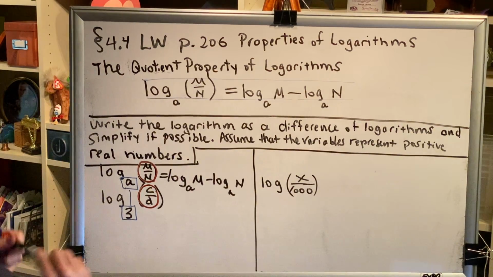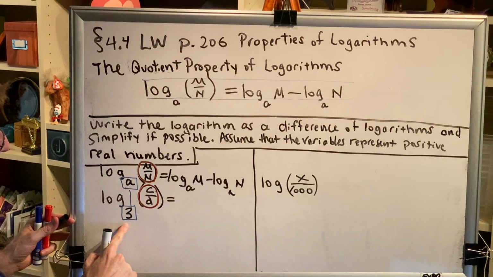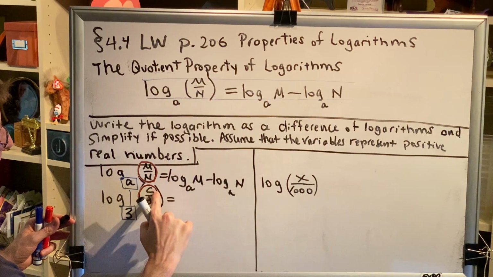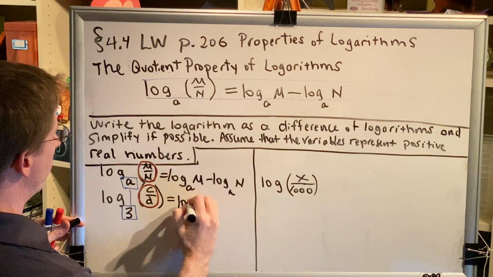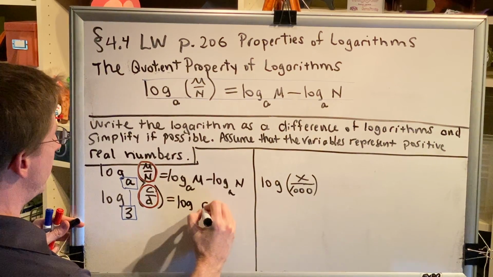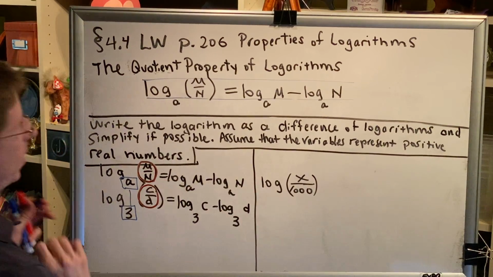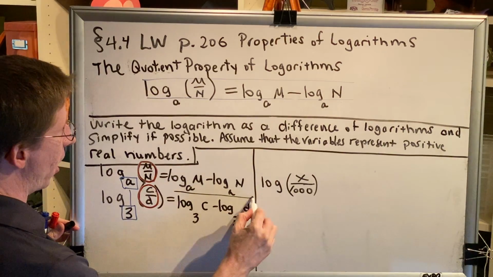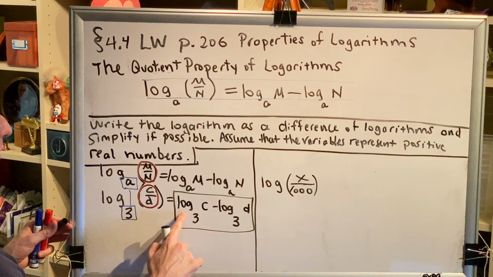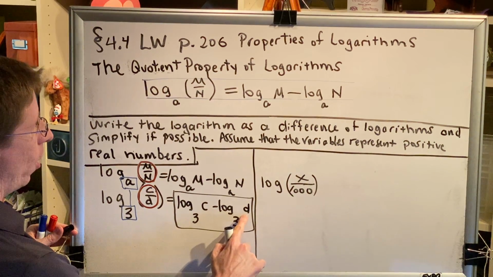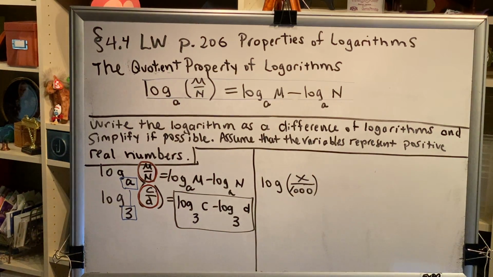We will use these facts to rewrite the log they gave us using this log rule. Everywhere we see an a, we're going to put 3. Everywhere we see an m, we're going to put c. Everywhere we see an n, we're going to put d. So we get log base 3 of c minus log base 3 of d. This is our final answer because there's nothing that we can do to simplify this. We have a letter for the argument here, so we cannot rewrite this logarithm as a number. And we have a letter for the argument here, and so we cannot write this logarithm as a number. We're done with this particular problem.